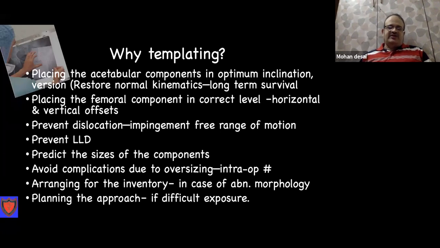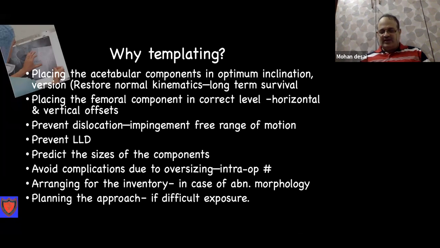For example, if you size a particular size of cup in the acetabulum and suddenly you find that a very large cup is going in, that means you may have fractured the column or you have overreamed. A similar thing can happen in the femur as well. If you are doing an uncemented stem and suddenly larger and larger sizes are going into the femoral canal, you may have fractured the femur. So this intra-op complication can be prevented if you template regularly.